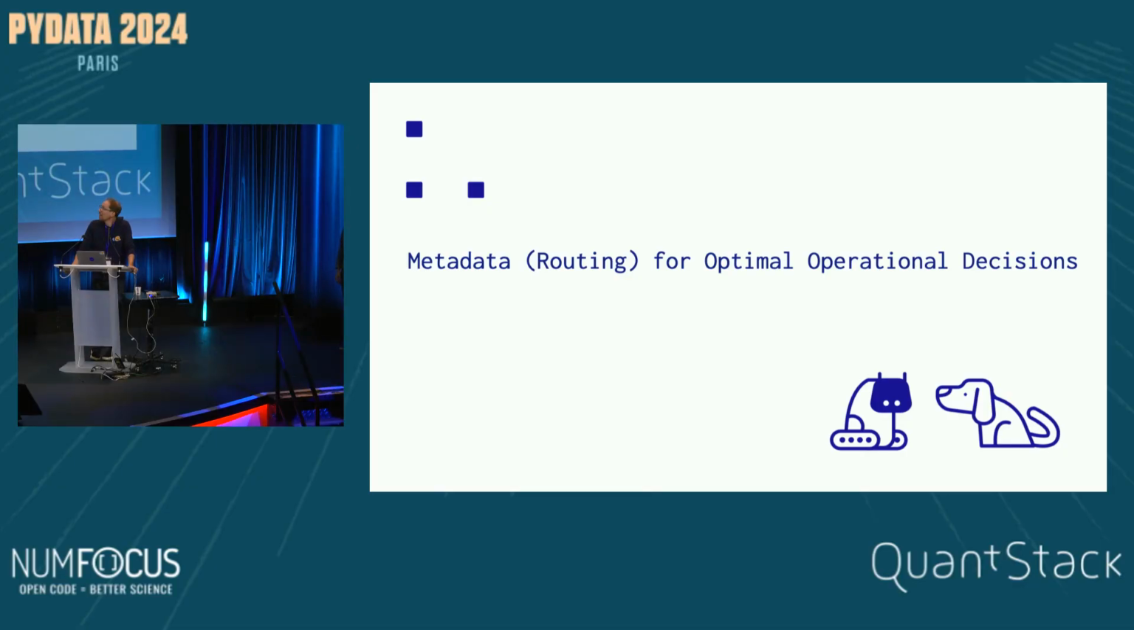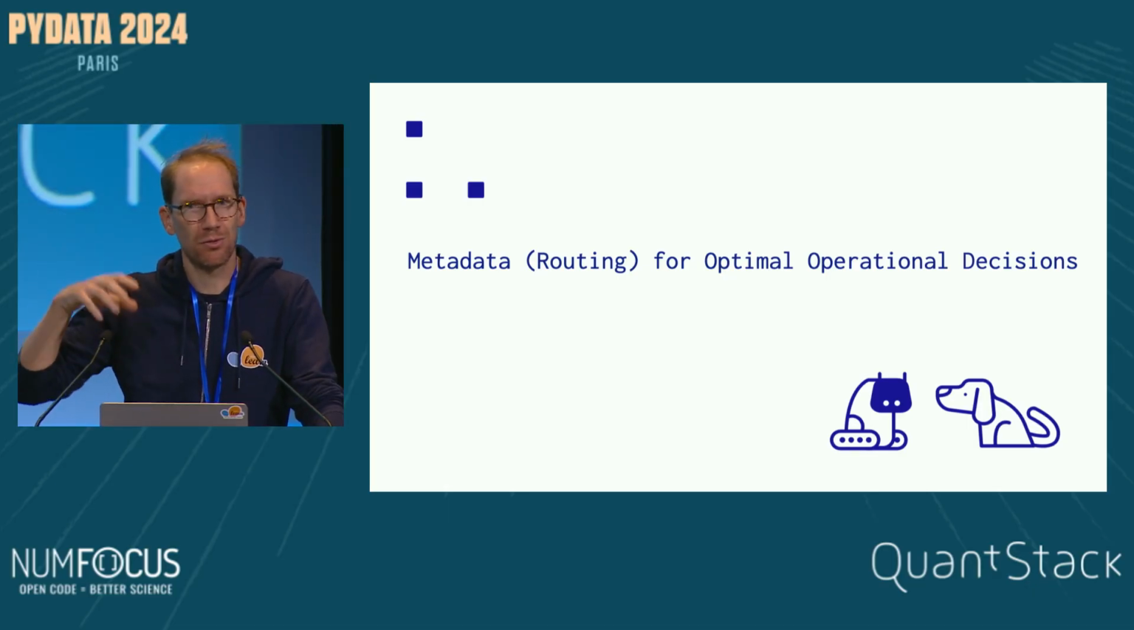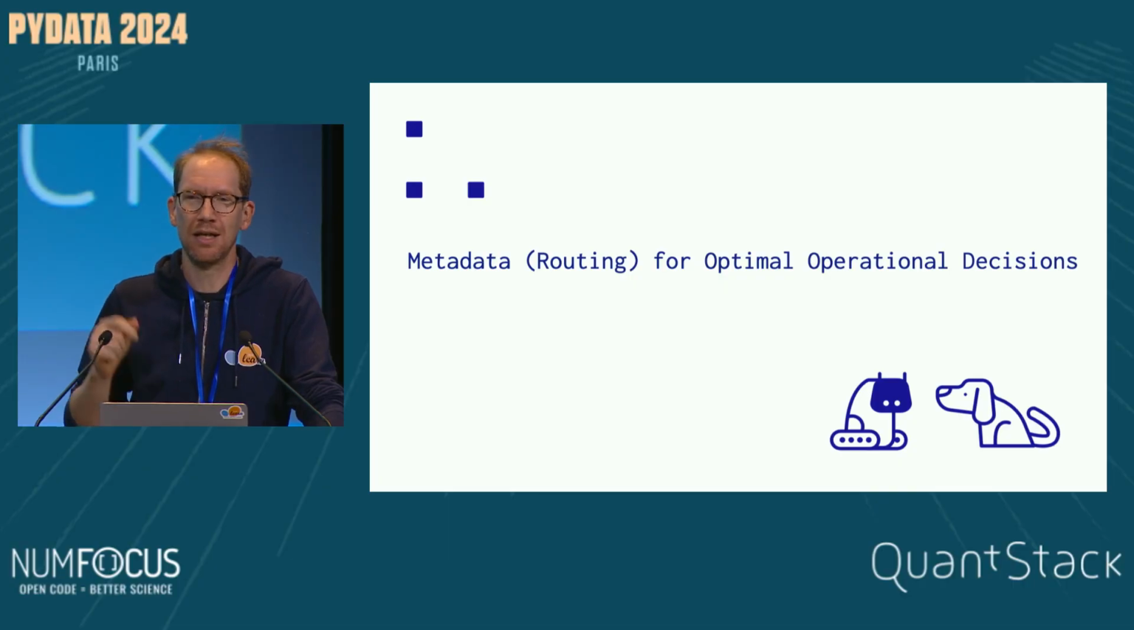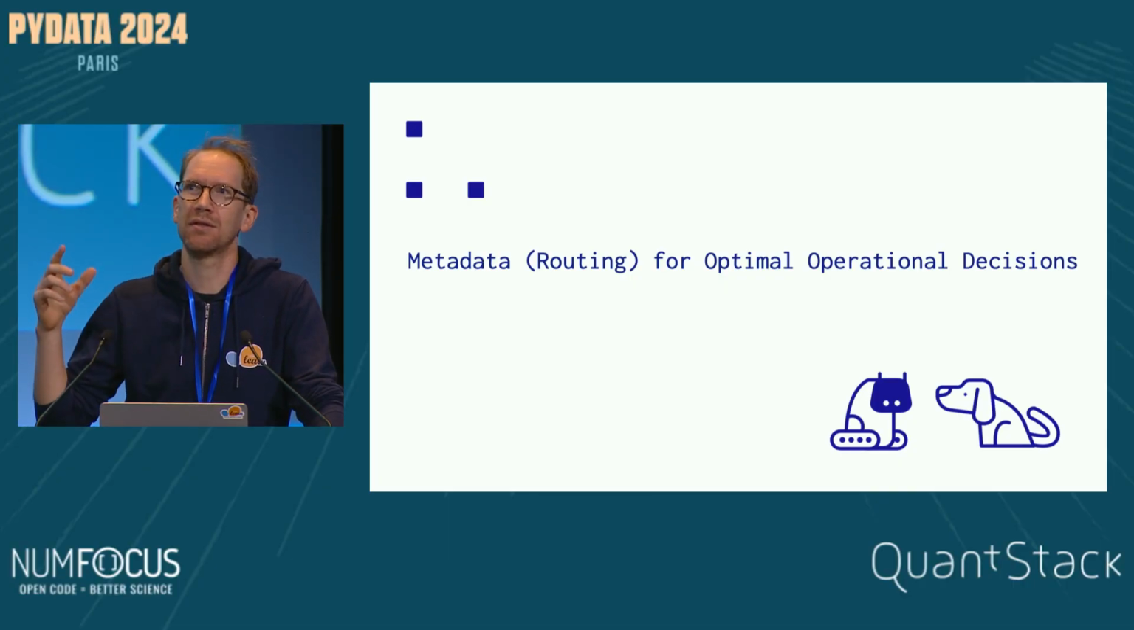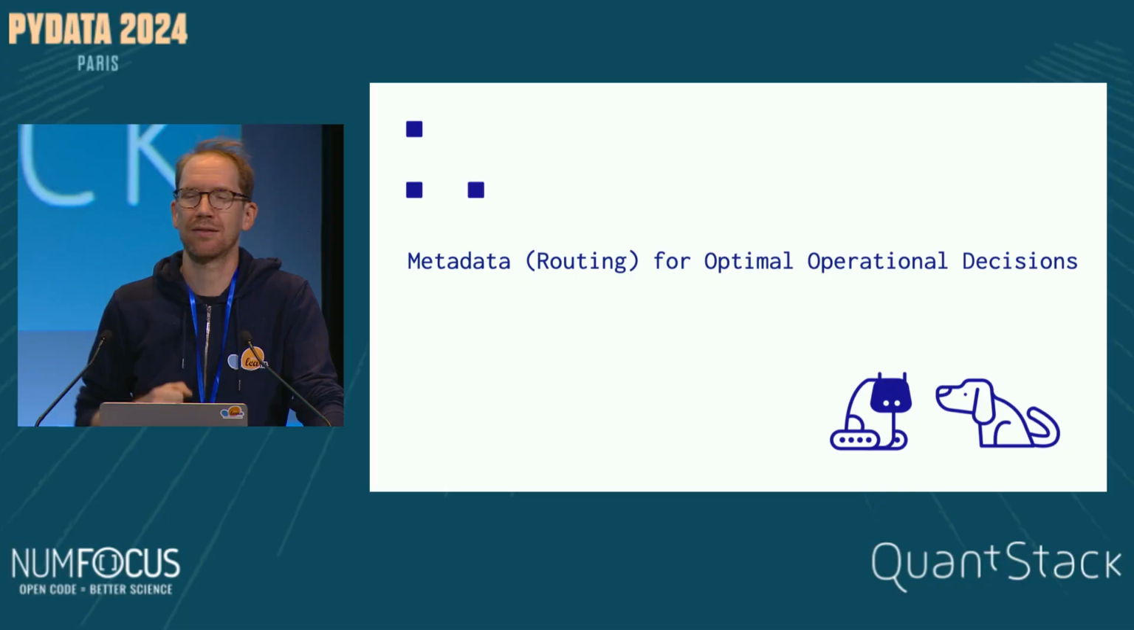So I will introduce one case where metadata is kind of key because we couldn't do that before in scikit-learn, and together with a new estimator that was released in the last release of scikit-learn that allowed to make optimal operational decisions.